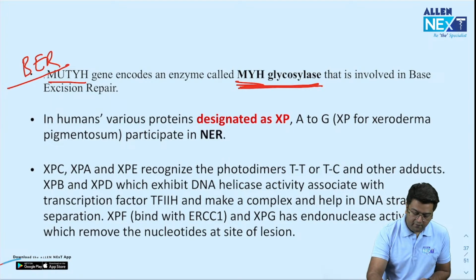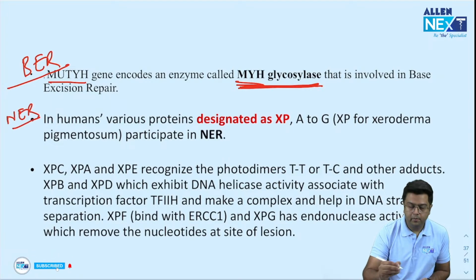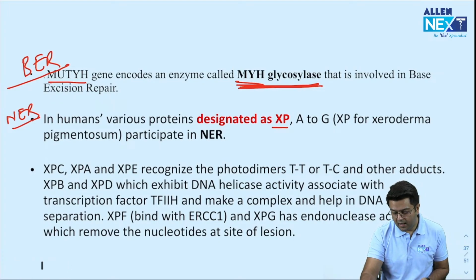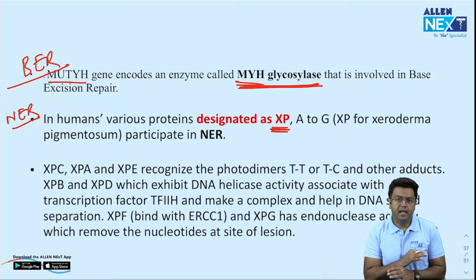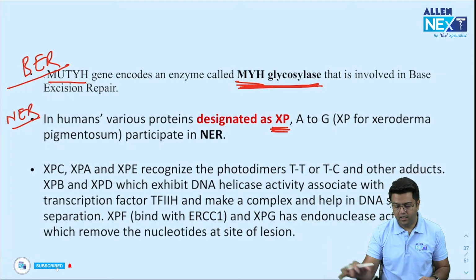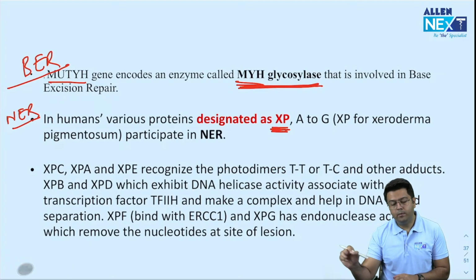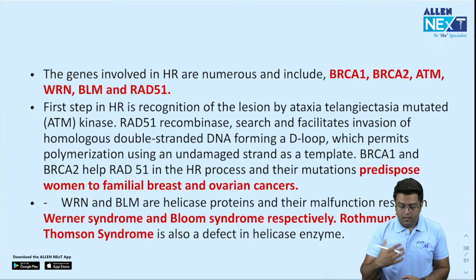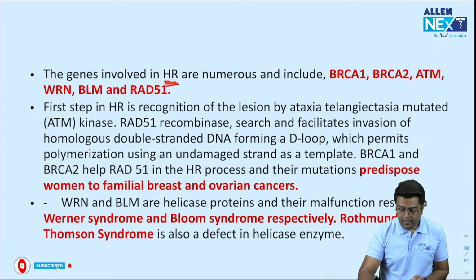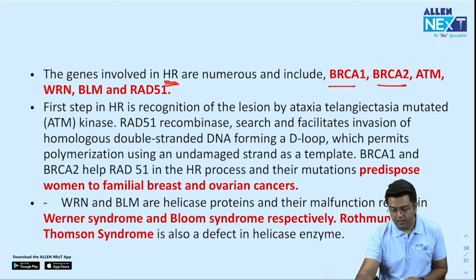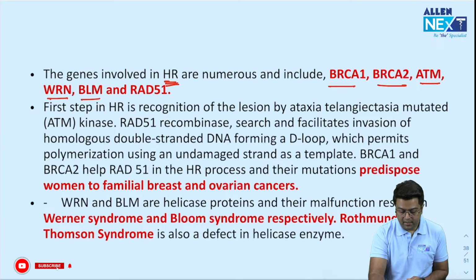Then guys, we have the nucleotide excision repair, the third repair mechanism, and the proteins in it are named XP, that is xeroderma pigmentosum proteins, and they can be A, B, C, D, E, F, G till H. Okay, so remember they are written like this, XP proteins. Then guys, for homologous repair and non-homologous repair: for homologous repair we need BRCA1 and BRCA2, ATM, then the Werner and the Bloom, which are helicases, and RAD51.